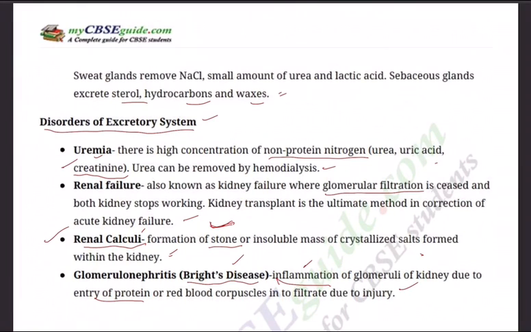So more or less, if you analyze the disorders of the excretory system, it is mainly related to our lifestyles. It is also related to the food that we eat. What type of food are we eating? Hence, if we can take care of that, all these disorders will not be there for us. We will be healthy.